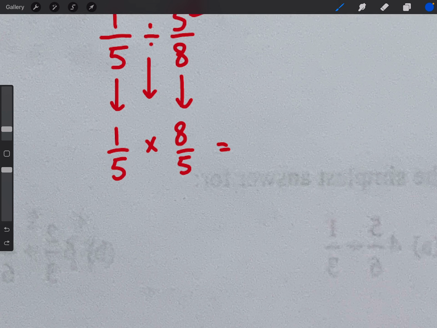And since nothing can be simplified here, I can't simplify anything at the moment, so it's multiplied across. So here you got 1 times 8 is 8, and 5 times 5 is 25, and there's your answer.